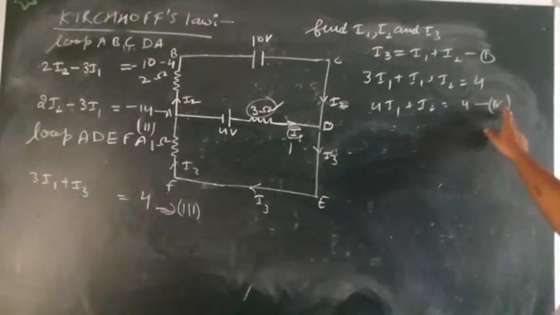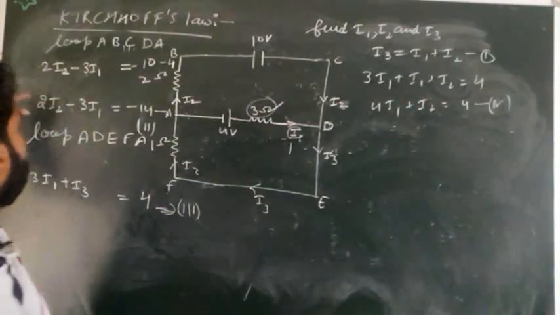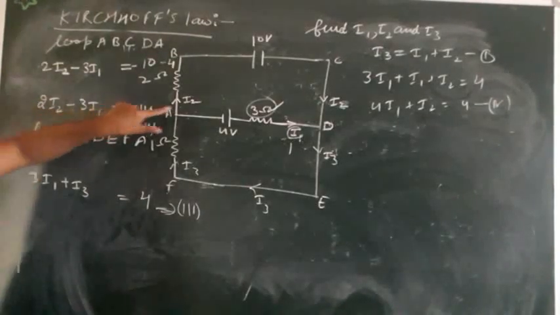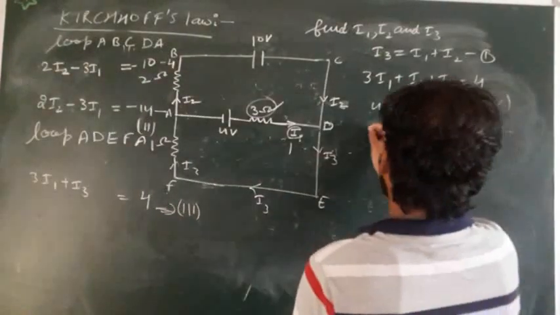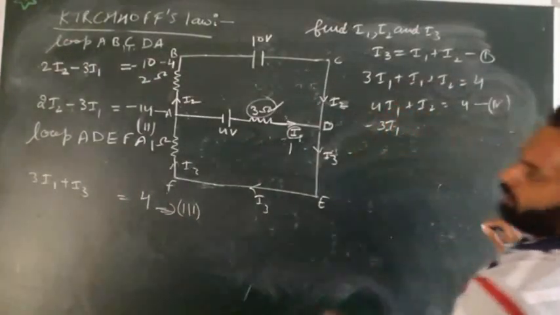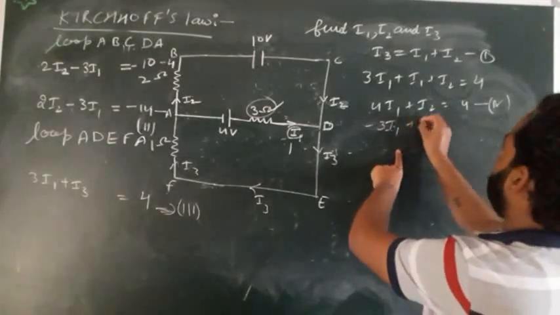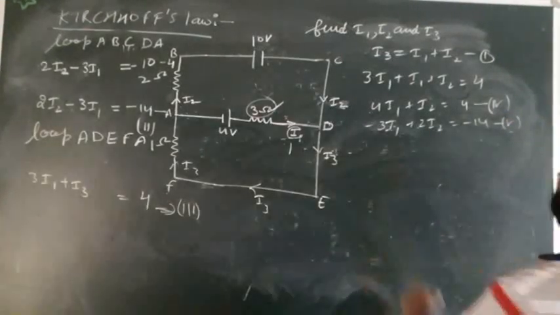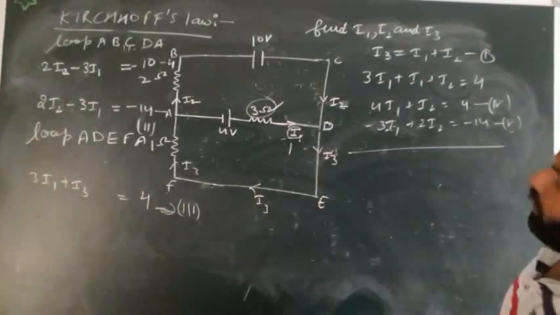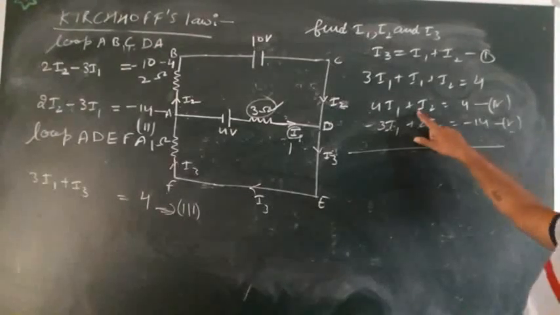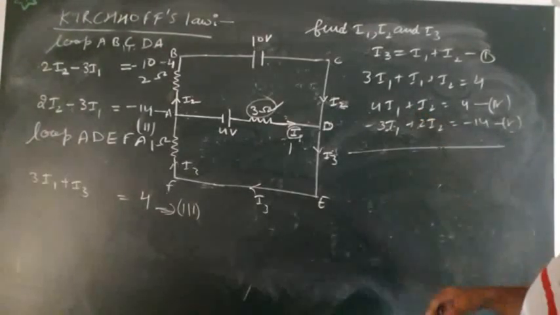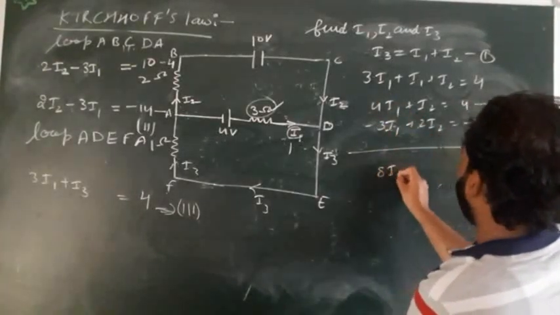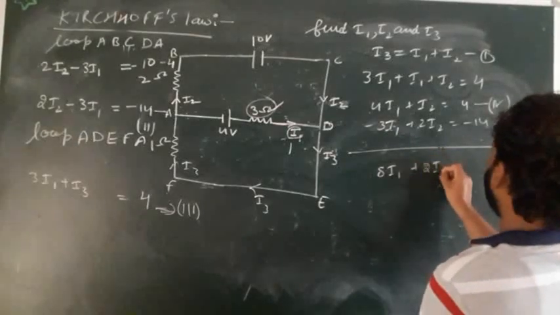So now we have a fourth equation, and now see equation number 2. This is minus 3I1 plus 2I2 is equal to minus 14. So now write here downside: minus 3I1 plus 2I2 is equal to minus 14. That is equation number 5. So now solve these equations. You can solve easily. So multiply that equation by 2 and subtract it. If you multiply by 2, it comes out to be 8I1 plus 2I2 is equal to 8.